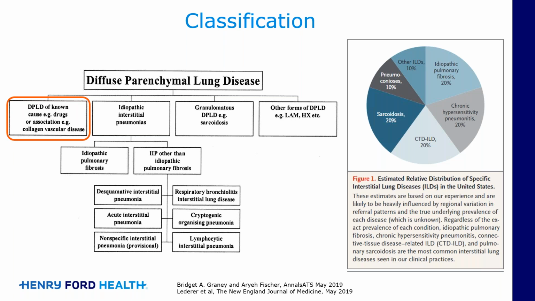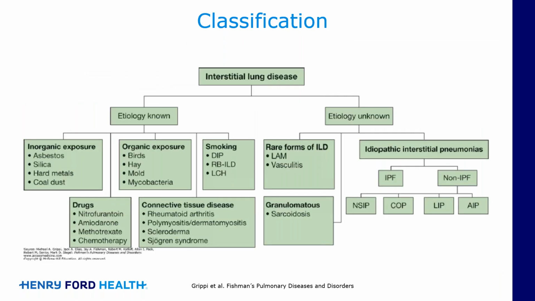On the right is an excellent pie chart from the Lederer paper, which describes the more recent trends in the distribution of interstitial lung diseases. About 20% is related to IPF, 20% is chronic HP, 20% is connective tissue disease related ILD, 20% is sarcoidosis, and essentially everything else forms the rest of the 20%.